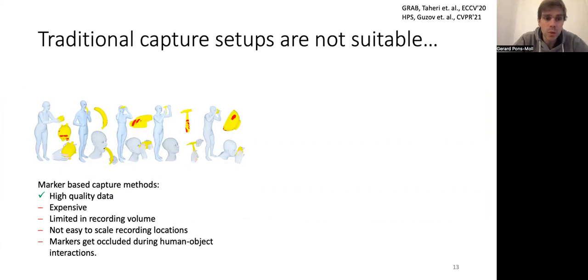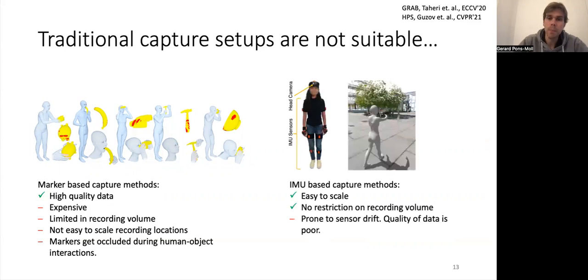So one option is to use marker-based capture methods, which are high quality, but they are also expensive, and they are limited in the recording volume, and they are not easy to scale to large spaces. And also markers from an optical marker system, those markers that you place on the body, can also be occluded, especially during complex interactions.